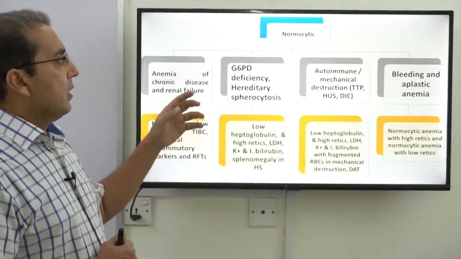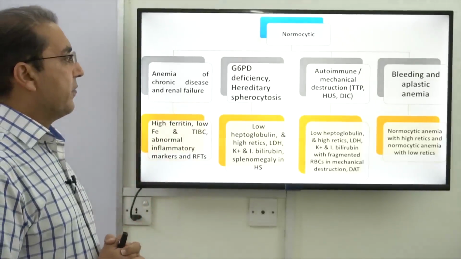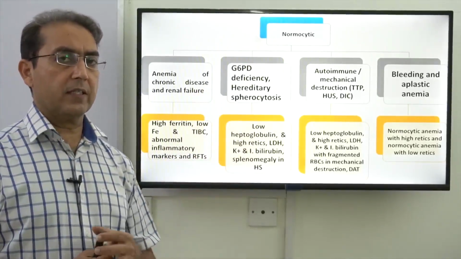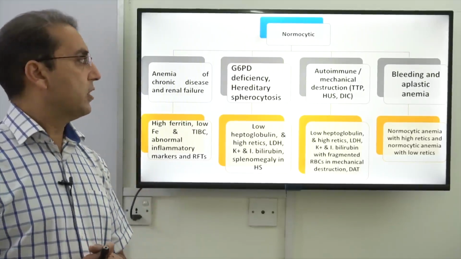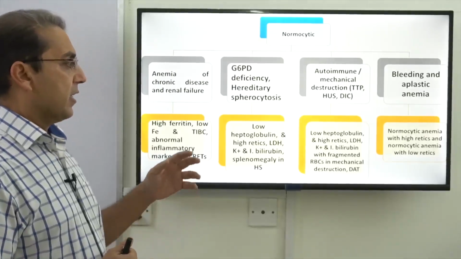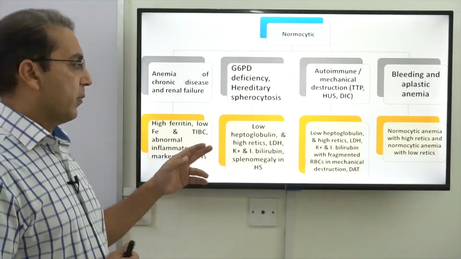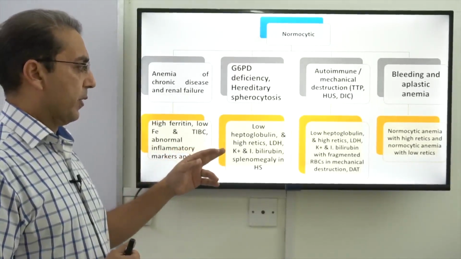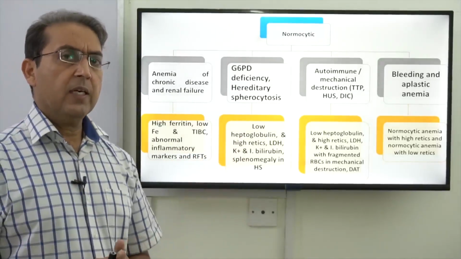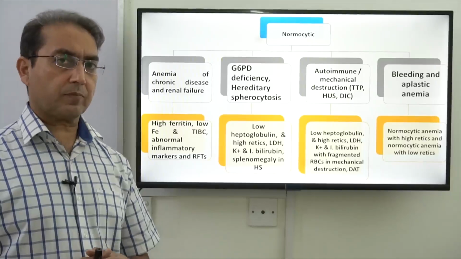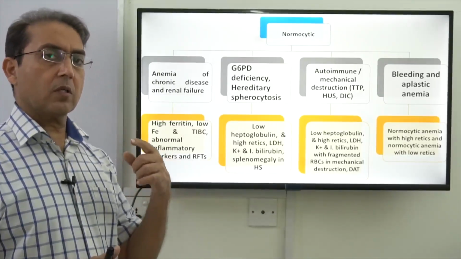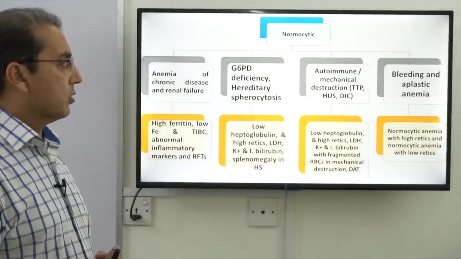Then patients who've got normocytic anemia, they may have G6PD deficiency and they may have hereditary spherocytosis. So we can look at the slide, the spherocytes, and similarly we can do the G6PD levels. Patient will have low haptoglobin, they will have high retics, high LDH, high potassium, high indirect bilirubin. In cases of hereditary spherocytosis, there is splenic enlargement, and sometimes we also see gallstones on doing an ultrasound because of the continuous hemolysis going on. Patients tend to have calcium bilirubinate stones.